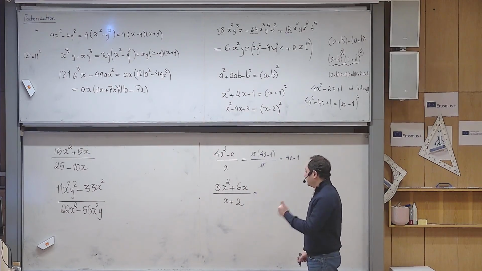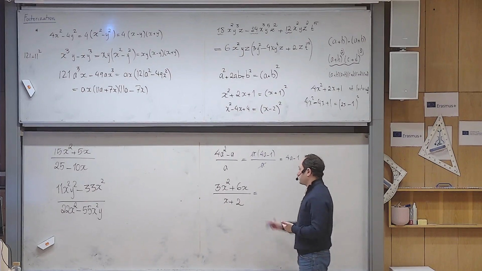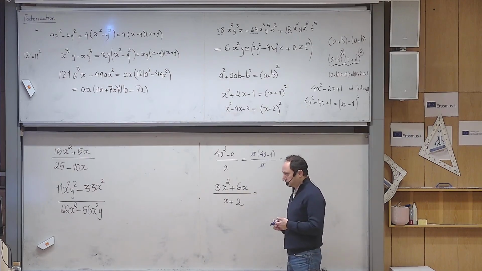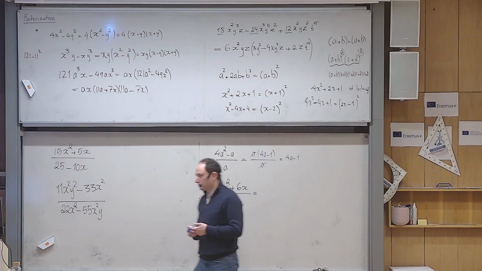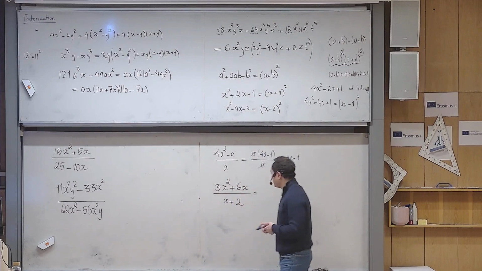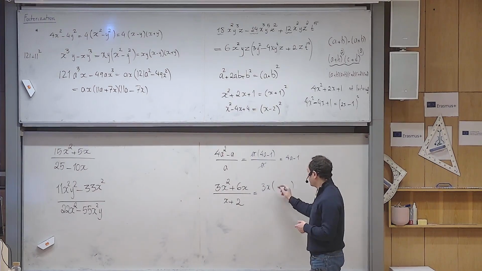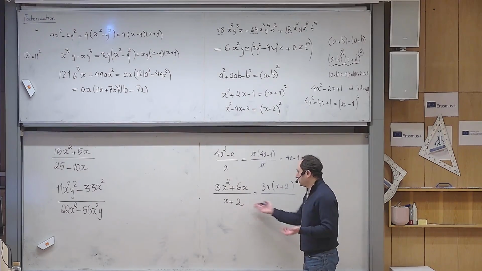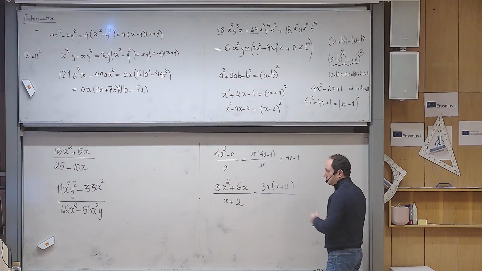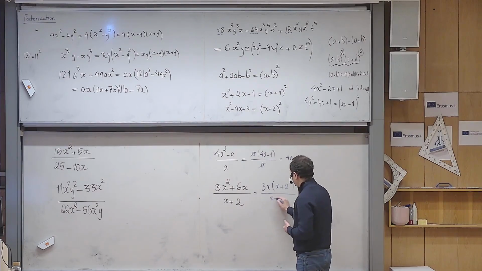So, again, the algorithm. Factorize the numerator. How can I factorize this? I pull 3x out, yes? And then what is left for me is x plus 2. Can I factorize the denominator? No. There's no pattern there. So I have to copy and paste it again.